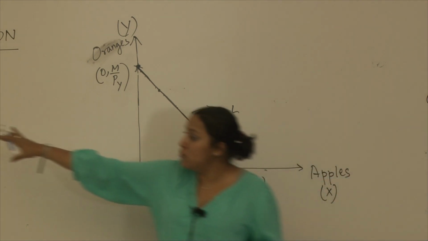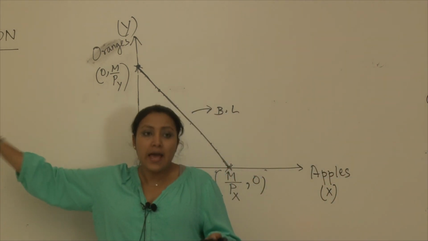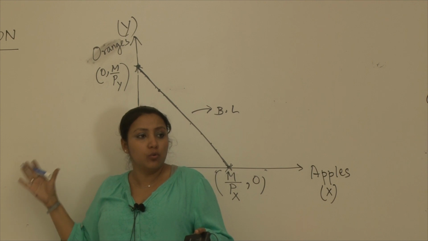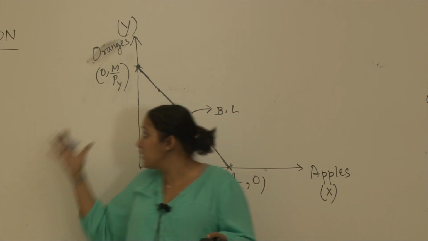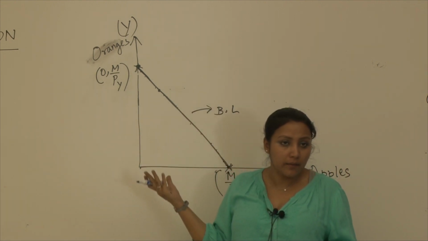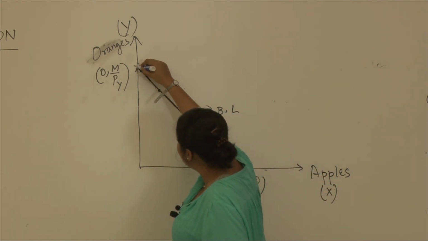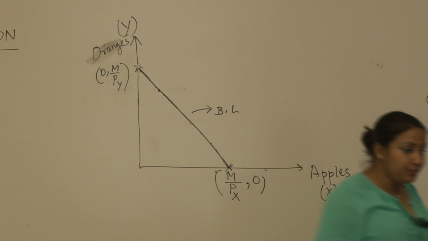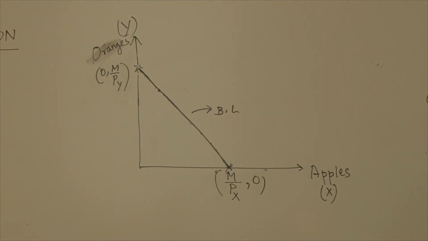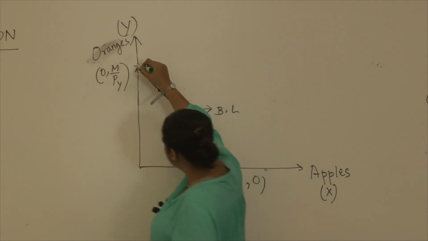So, whatever happens to the price of x can have the law of demand applied to the quantity demanded for good x, but it cannot have any bearings on good y. Do you see what I am saying? So, that means this point is going to remain fixed.